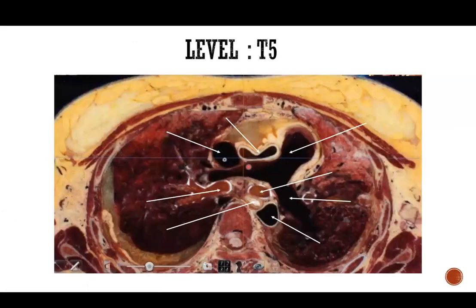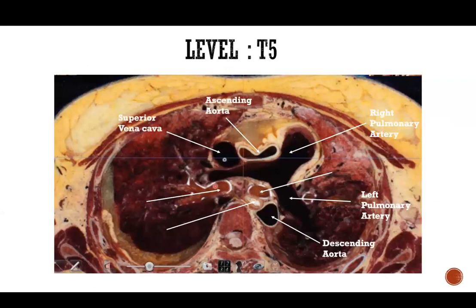So, this is just the anatomic version of the CT. The right pulmonary trunk, left pulmonary trunk, descending aorta, ascending aorta, superior vena cava, right main bronchus, left main bronchus, esophagus, and this is the azygos vein over here. Okay, and this is the pulmonary trunk, where it gives off the right pulmonary artery and the left pulmonary artery.